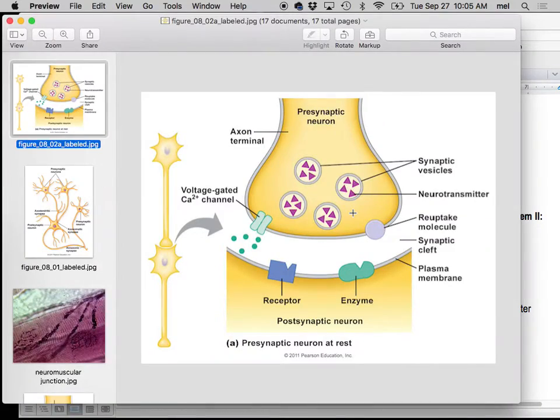So this is a chemical synapse. But let's go ahead and draw it a little bit slower so that you can make sure that you understand all the players. If we're going to have communication between two cells, the site of communication between the two cells, this entire area, is called the synapse.